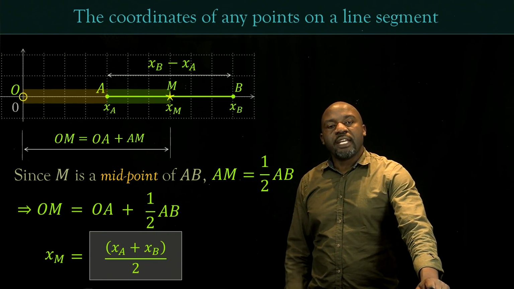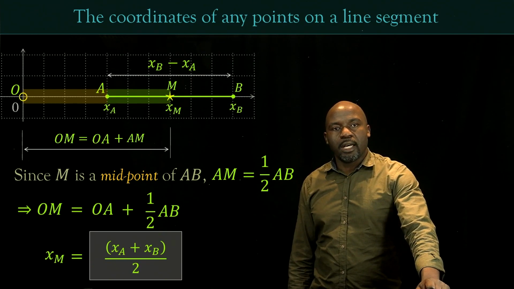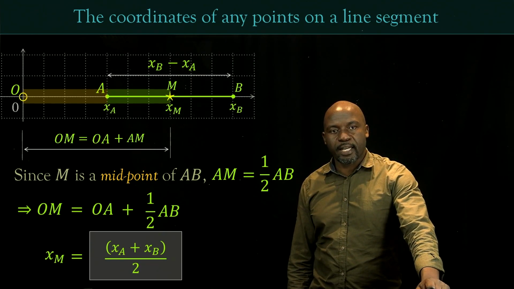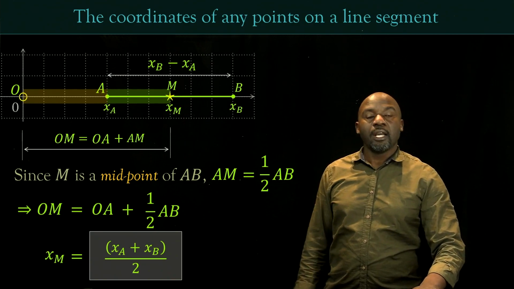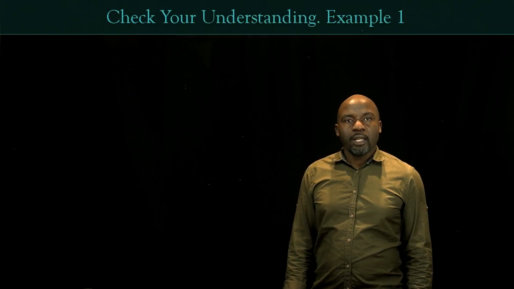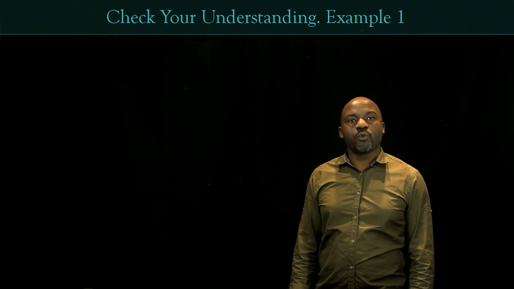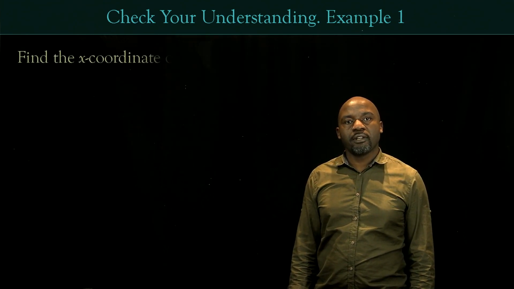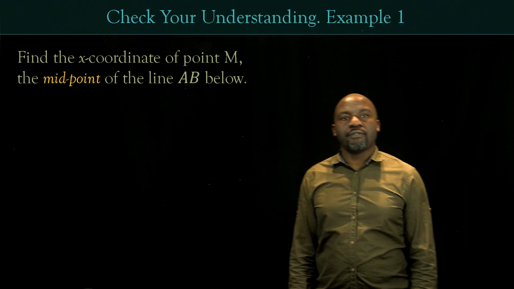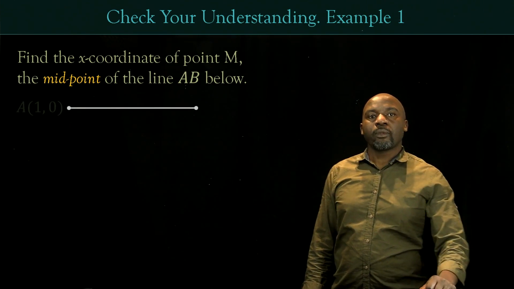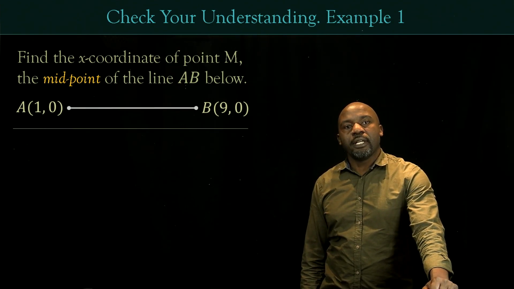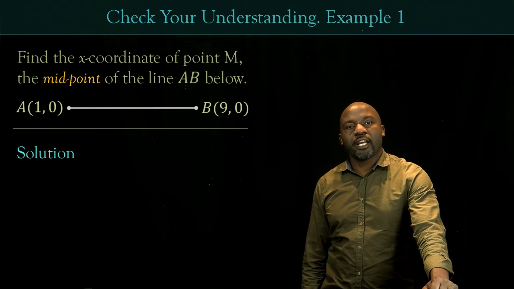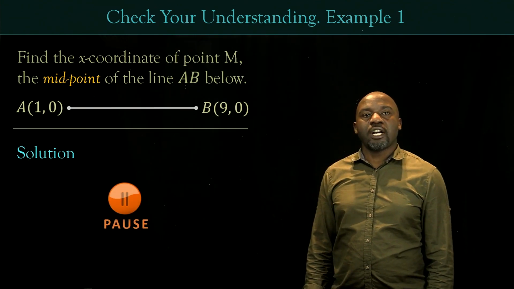This idea is going to be useful also later when we study vectors. An HL topic on vectors relies heavily on your understanding of this to proceed. But let's move on. Check if you've understood what we are discussing here. We are still talking about the midpoint of a line segment. Find the x-coordinate of the midpoint of line AB. What are the coordinates of the midpoint? Please pause the video and try to solve it yourself.